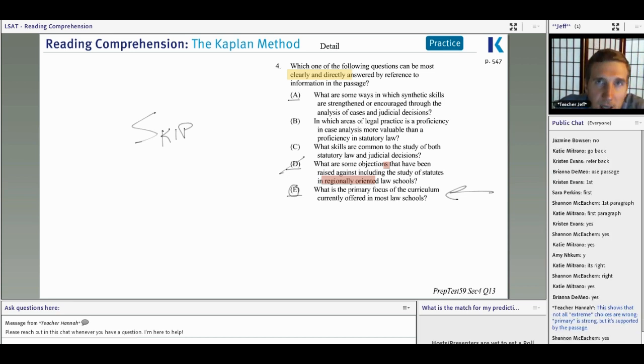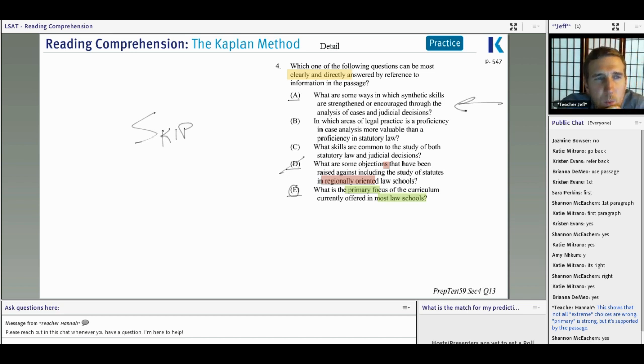If they're going to give you a line number, if they're going to give you a paragraph number, well, then our margin notes aren't quite as important. But in a situation like this, critical. Because if you go back and say, oh, yeah, I know what most law schools are doing, I know what their primary focus is, you're done. Now, taking a look at answer choice A.